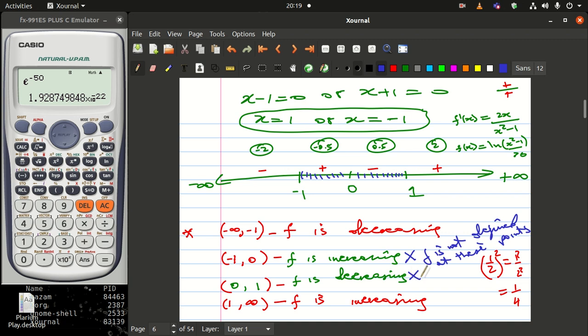That is why I'm saying we cannot say the function is increasing when it is not defined. So at these 2 points the function is not defined, but if it was defined the function would be increasing. That's what I want you to realize.